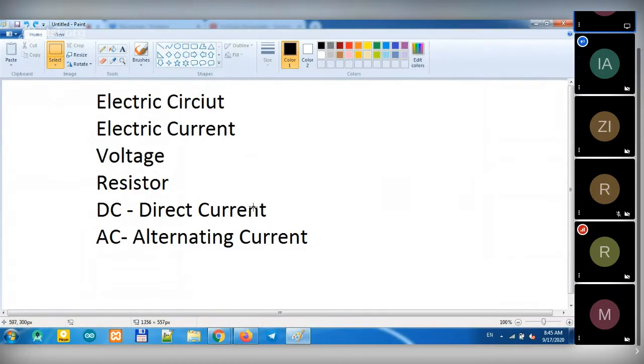Okay? Okay, we can move on now. First, let's start from electric current, electric circuit.